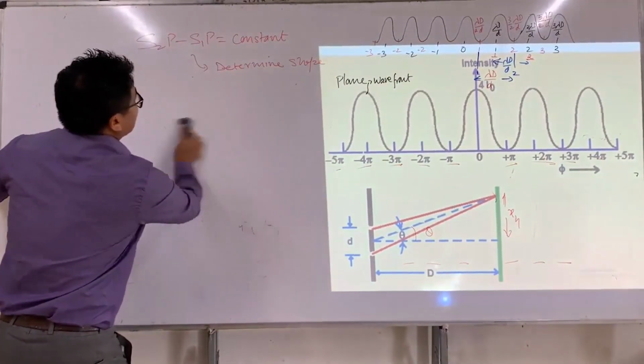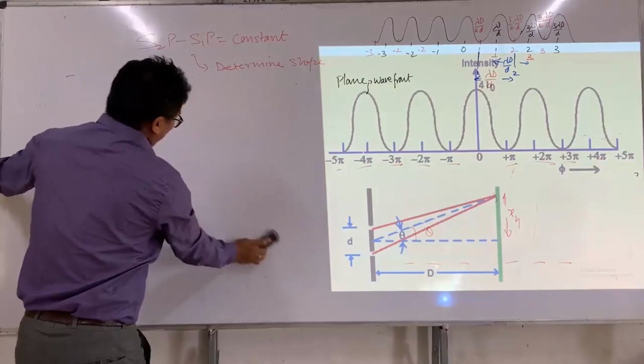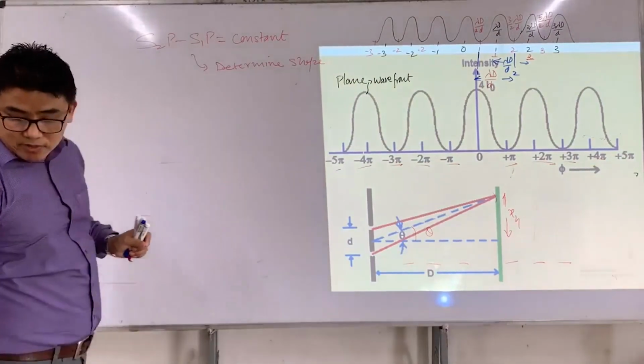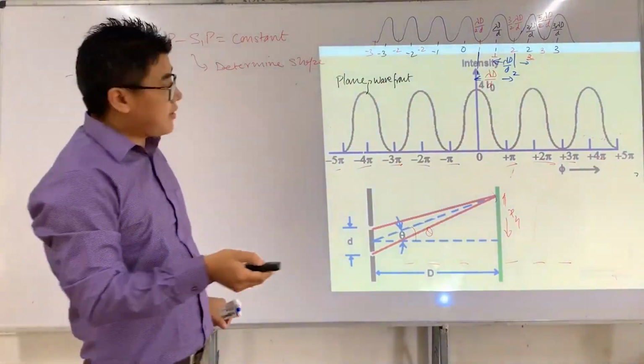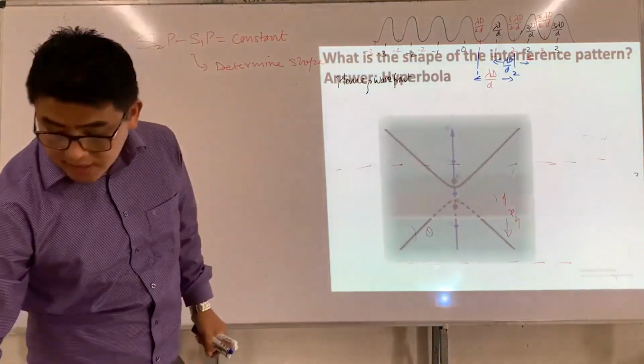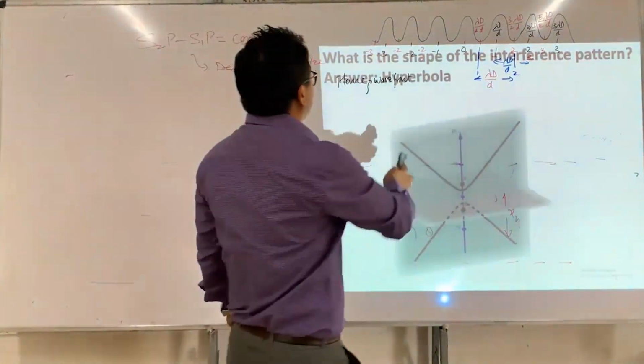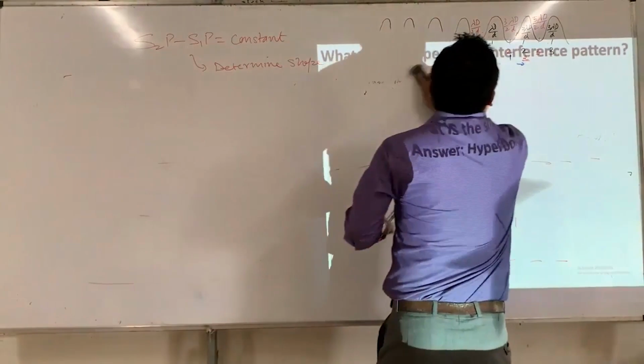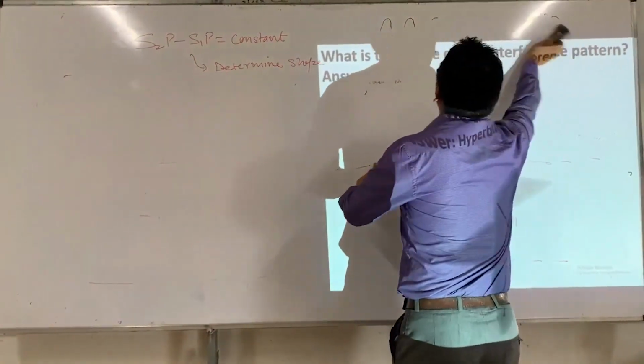Now the next point is, what is the shape of the interference fringe?